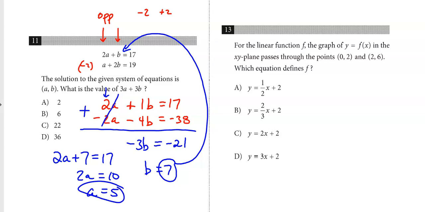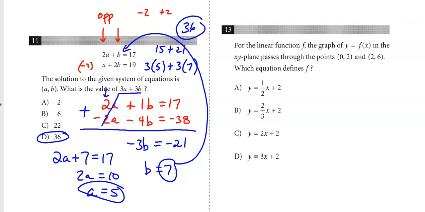And what I can do is I can finally answer the question. 3 times my A answer plus 3 times my B answer. Well, that's 15 plus 21. Gives me a grand total of 36. Now, that took a couple minutes.